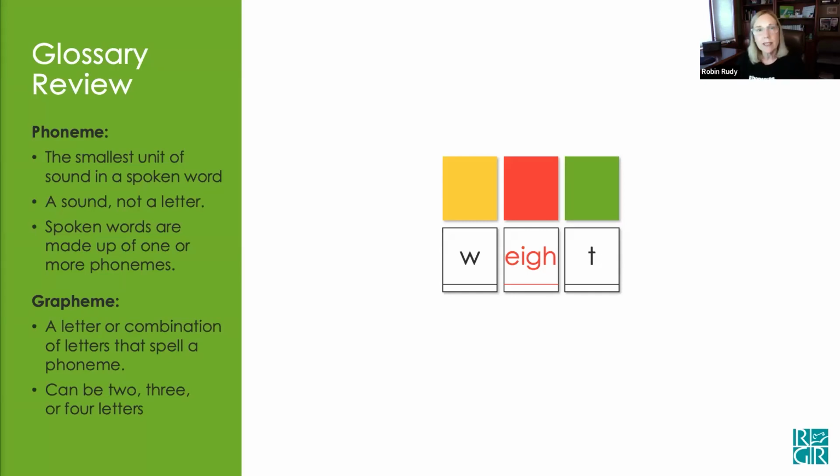We don't want our kids to be looking at 6 letters when they can look at 3 distinct spellings linked to 3 distinct sounds. If our students can see these patterns more efficiently, it can really lead to better reading, better spelling, and greater automaticity.